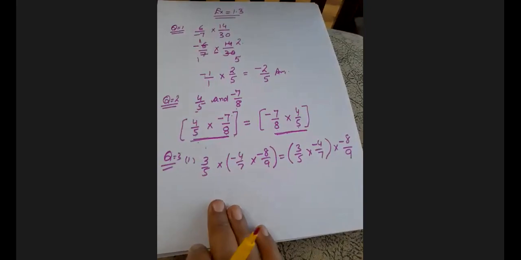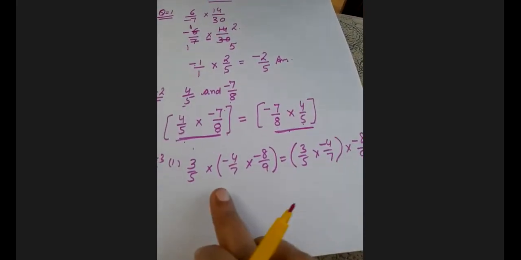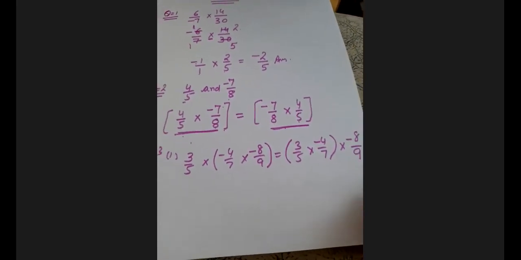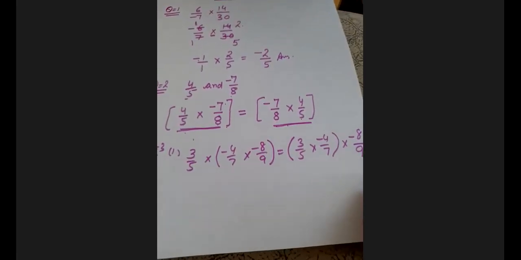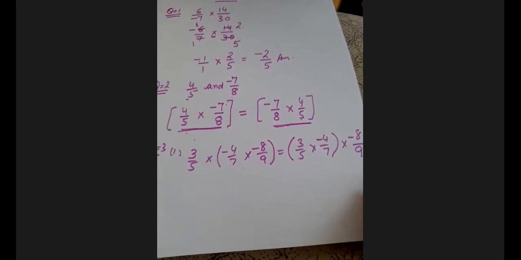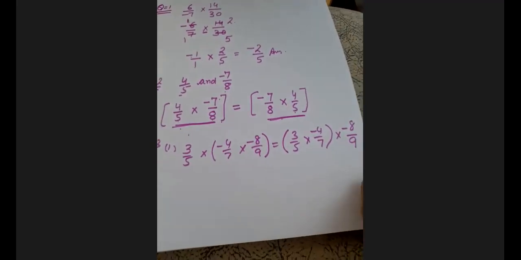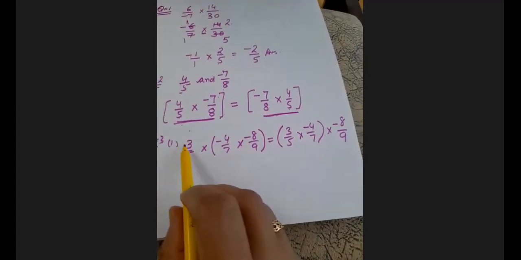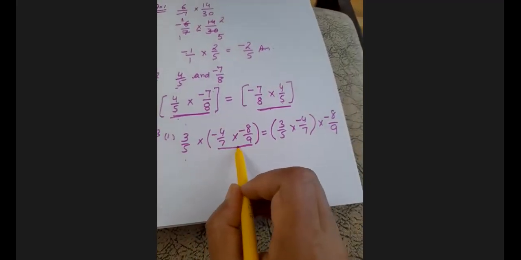To verify this property, first we'll see which property we are verifying. This is an associative property of multiplication. These properties we already discussed in previous lectures. So this property is an associative property of multiplication. To verify, students, first 3 upon 5 as it is. In the first step, we will multiply these two numbers.